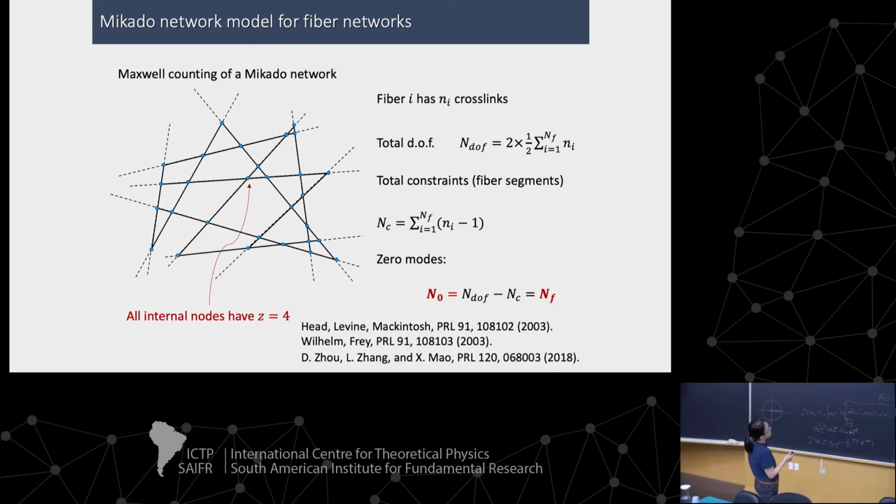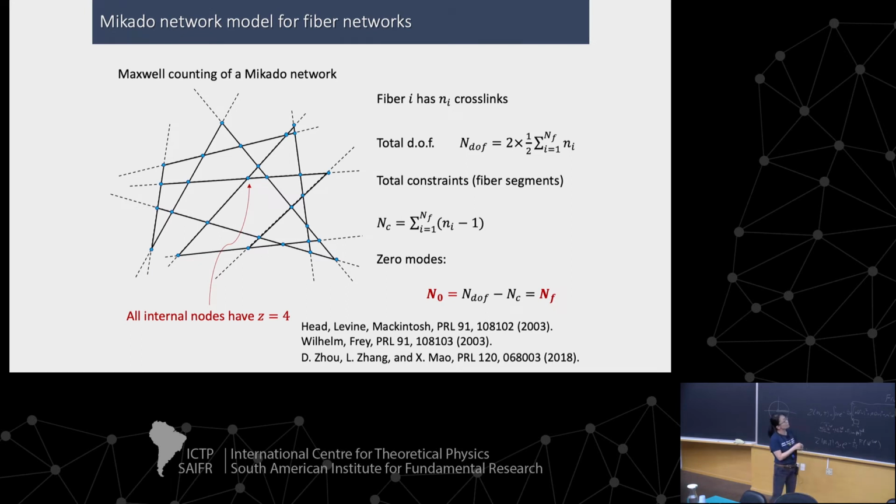So firstly, the number of degrees of freedom is just counting the number of crossings on the fiber network. You can sum over all of the fibers, and each of the fibers has a number of these crossing points. Each of them has 2 degrees of freedom, but you need to divide it by 2 because each crossing point is counted twice. And then you can also ask how many constraints there are.